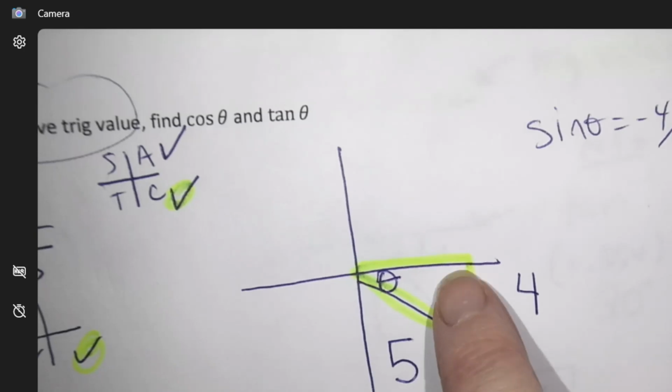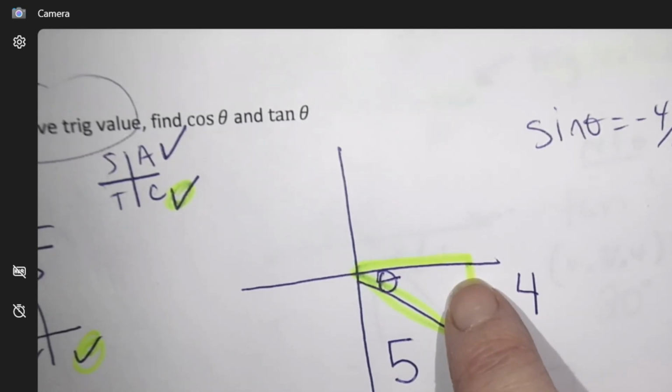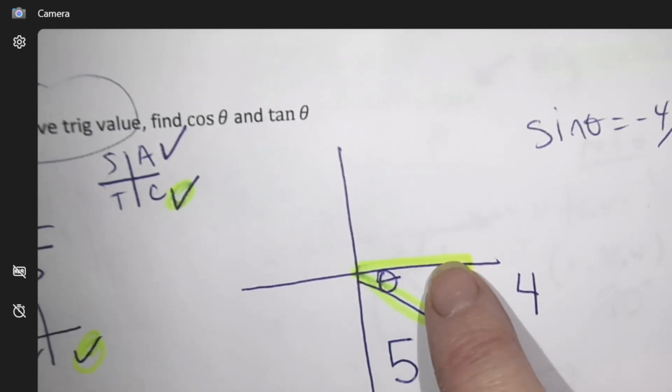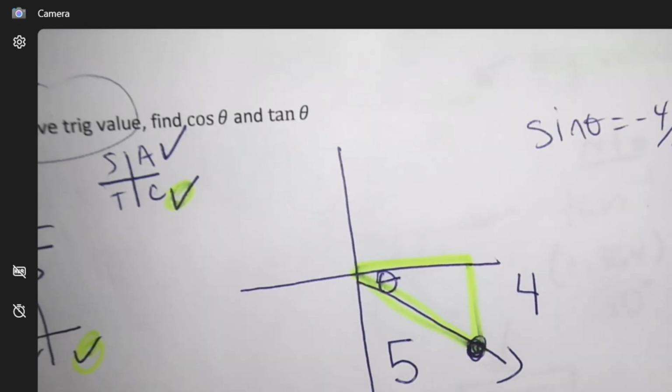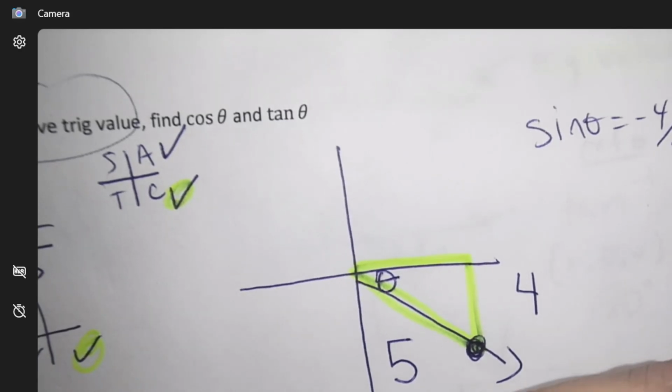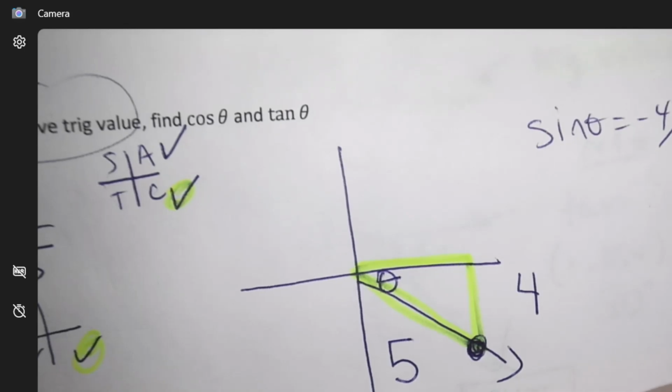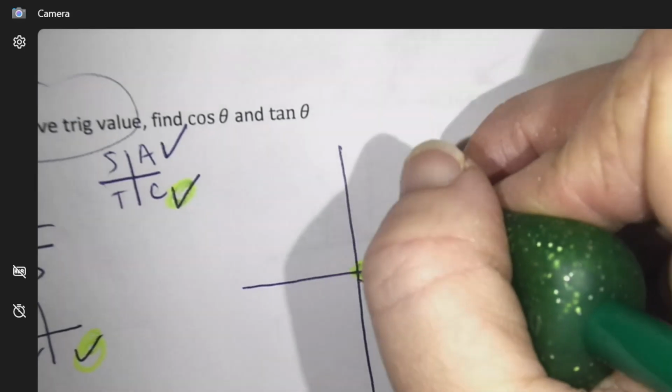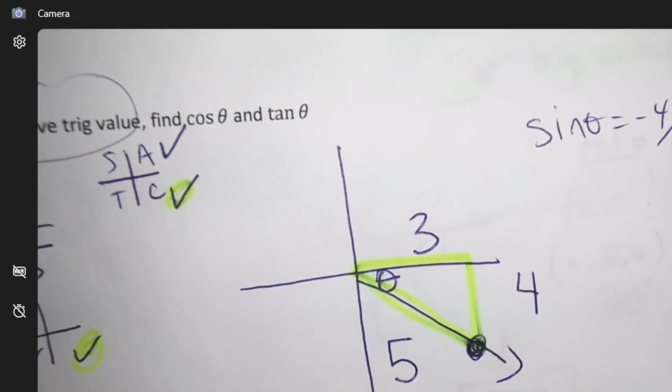Okay, how do I get the third side on this triangle? How am I going to get this side? It's Pythagorean, but what do you do differently with the Pythagorean? Subtract. I have to do 5 squared subtract 4 squared this time. So that's 9. Does that square root? Yes. Okay, so that's the math.